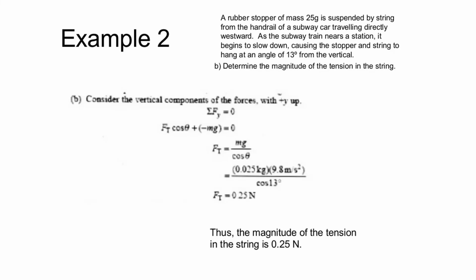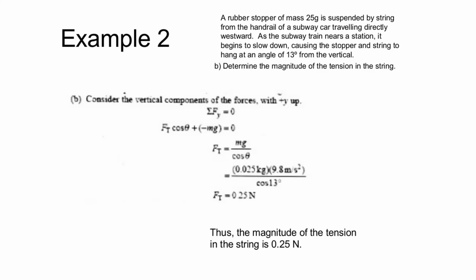A rubber stopper of mass 25 gram is suspended by a string from the handrail of a subway car traveling directly westward. As the subway train nears the station, it begins to slow down, causing the stopper and the string to hang at an angle of 13 degrees from the vertical. Now we have to find part B. Determine the magnitude of the tension in the string.